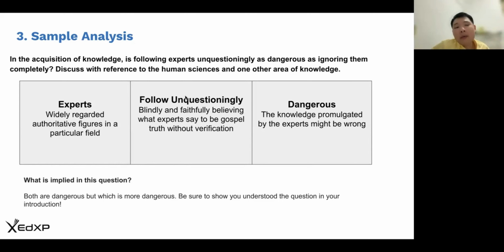So what I want you to do is read this question again. You've got to ask yourself, what is subtly implied in this question? To me, what is subtly implied is that this question is clearly saying both ways are wrong. Both ways are dangerous. But the question is asking you, which is more dangerous? So make sure in your stand, you tell me which is more dangerous. If you don't do that, it's an automatic fail, because you did not hit the question requirement.